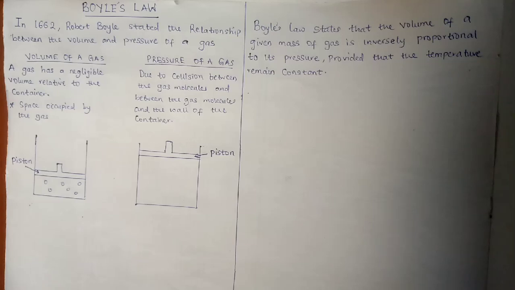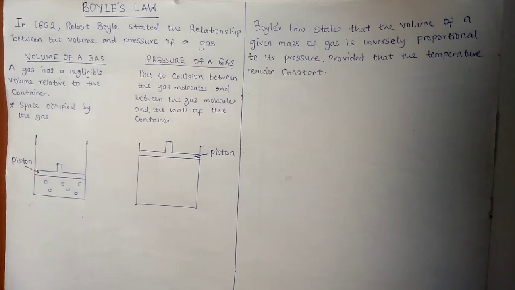Moving over to the pressure of a gas. In gases, the molecules are far apart from each other and they move randomly in different directions. And as such, they often collide with each other and also collide with the wall of the container in which they are present. So the force exerted by these gas molecules due to the collisions between the gas molecules, and between the gas molecules and the wall of the container, is what results in the pressure of the gas.